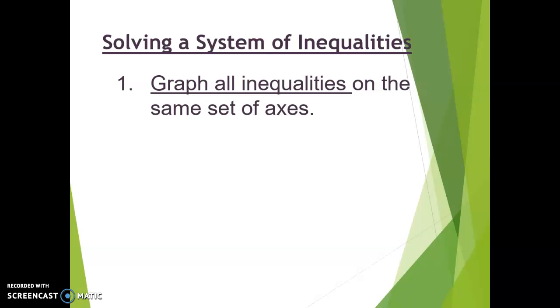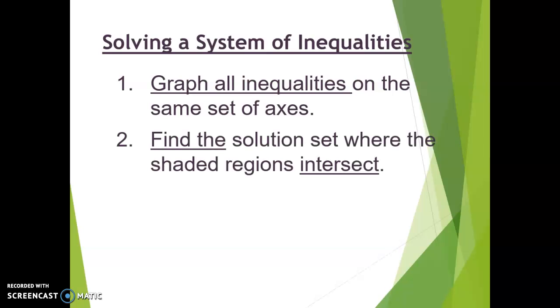So here's how you solve a system of inequalities. First, graph all inequalities on the same set of axes. Then, find the solution set where the shaded regions intersect, and check the result. Now, it's possible you've forgotten how to graph inequalities in a Cartesian plane, so let's go through these really thoroughly to make sure you remember how to do them.